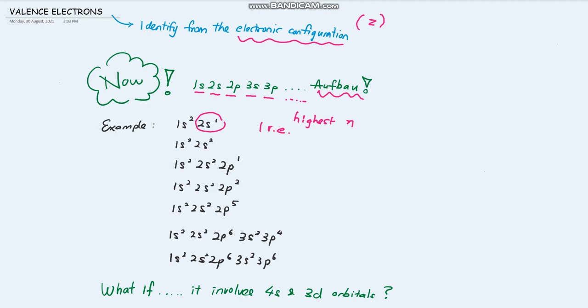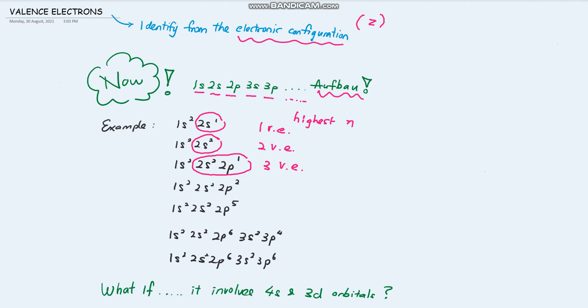The second example, 1s2, 2s2. There are 2 electrons in the highest orbital over here, 2s. Therefore, you will have 2 valence electrons. The next example over here, you have 2s2, 2p1. Since the value of n is the same, we will consider both subshells, 2s and also 2p. So adding up the electrons together, 2 plus 1, we got 3 valence electrons.